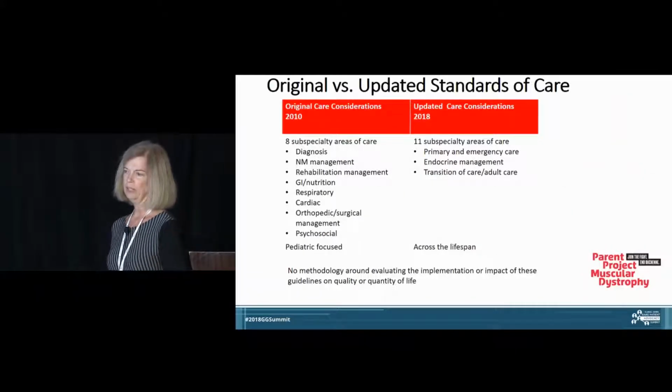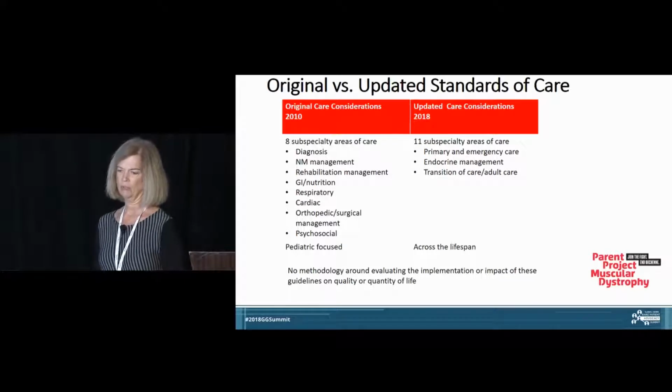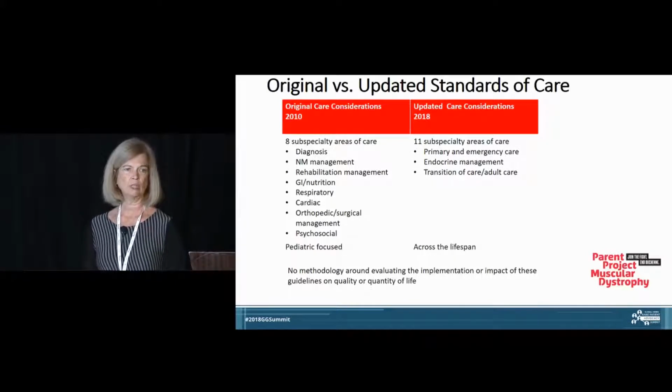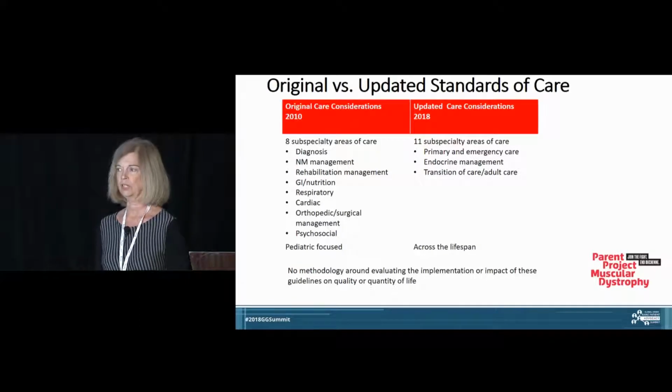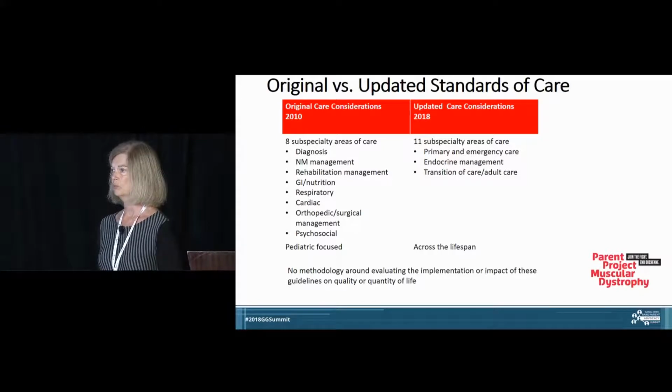So the original care guidelines focused on 8 subspecialty areas of care: diagnosis, neuromuscular management, rehab management, GI, nutrition, respiratory, cardiac, ortho, psychosocial. And at that point in 2010, when they were originally published, this was a pediatric diagnosis. Largely because of advances in care and the establishment of standards of care, we've been able to push the lifespan of Duchenne by about 10 years, so that now this has become an adult diagnosis as well.